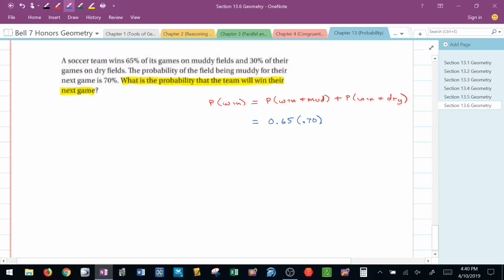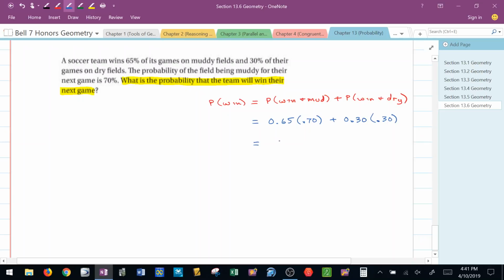All right. The second scenario, probability that they're going to win and it'll be dry. Now, they don't tell me straight out what the probability of it being dry for their next game is, but I can deduce that. I know the probability of a win on a dry field, they win 30% of their games. And the probability in this scenario of the next game being dry is also 30%. I deduce that because the probability of it being muddy is 70%.